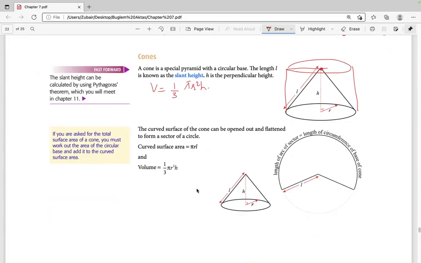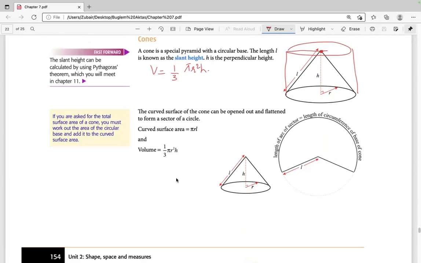Curved surface area. The same way we cut the cylinder into pieces and got 2 circles at top and bottom and a flat part, if we split the cone into 2, we get one of the circles, the bottom, and the other is this part right here. So these two join together to make a cone.